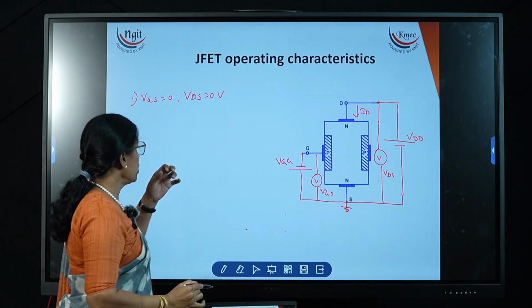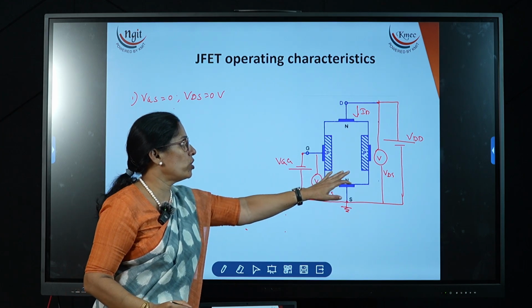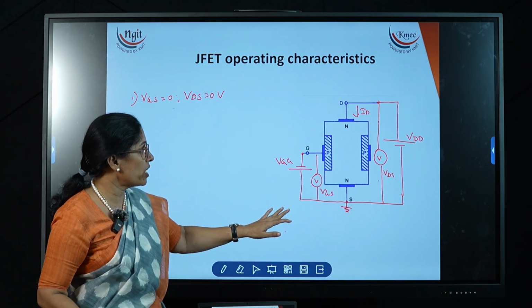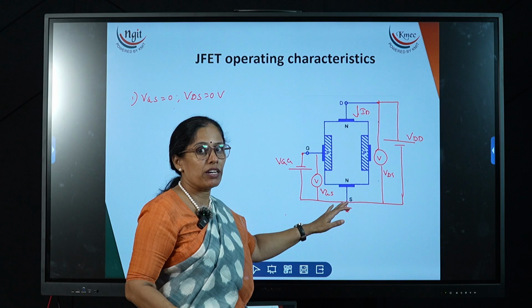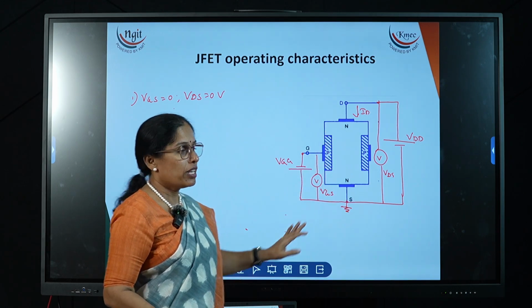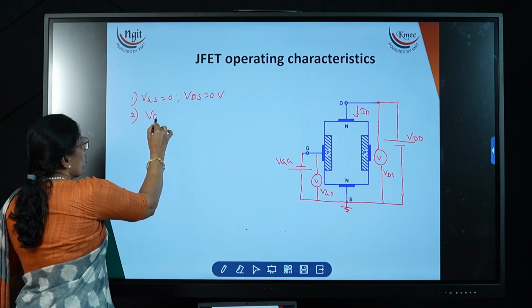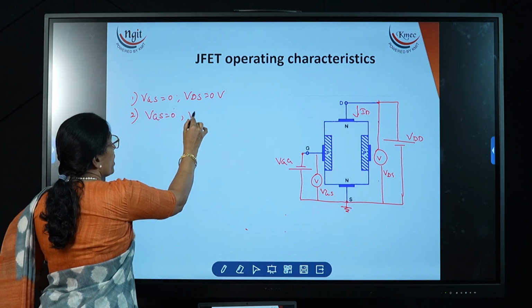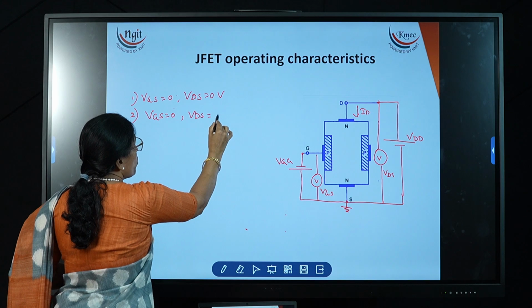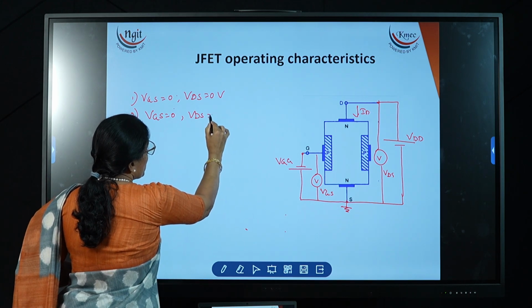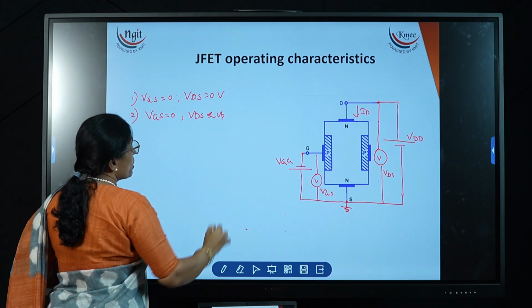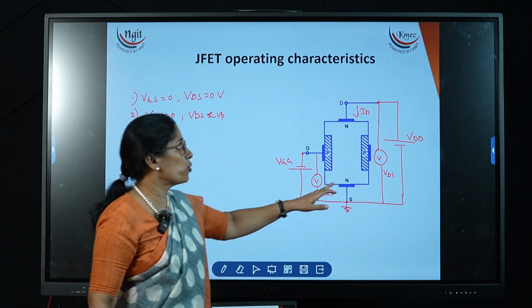Now in the first condition, if the input voltage and output voltage are both 0, no current is flowing, which means no charge carriers are flowing in this channel. That we have already studied in the last lecture. Now condition number 2: VGS is equal to 0 and VDS is applied as some positive voltage, less than the pinch off voltage. Now some positive voltage is applied at the output side.